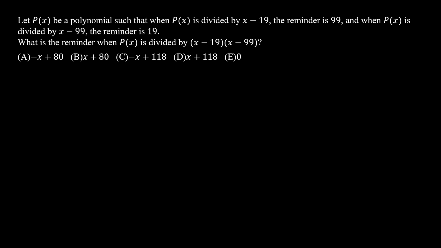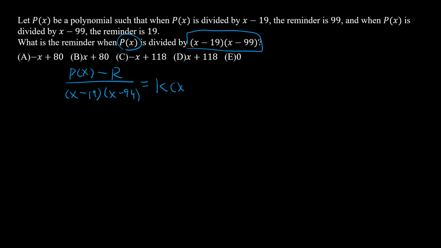So what we do when we're confused is we map out what we have. What are they asking? They are asking for the remainder when P(x) is divided by this, right? So we rewrite it in the form we talked about previously: P(x) minus the remainder, r, over the divider, which is x minus 19 times x minus 99, will equal some other polynomial. Okay, and this is what we got.